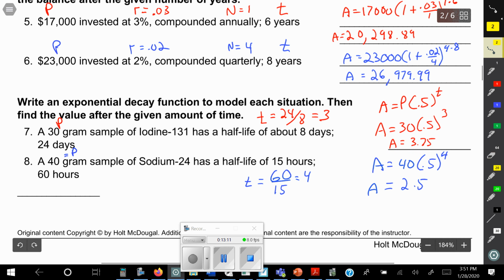All right, on the next one here, we've got 40 grams of sodium 24, and it has a half-life of 15 hours. How much will it be in 60 hours? So you're going to take the 60 and divide it by 15, and you get 4. So we plug in the P, which is 40. 0.5 is for the formula, and we plug in 4 for T. Type that in, and you get 2.5.